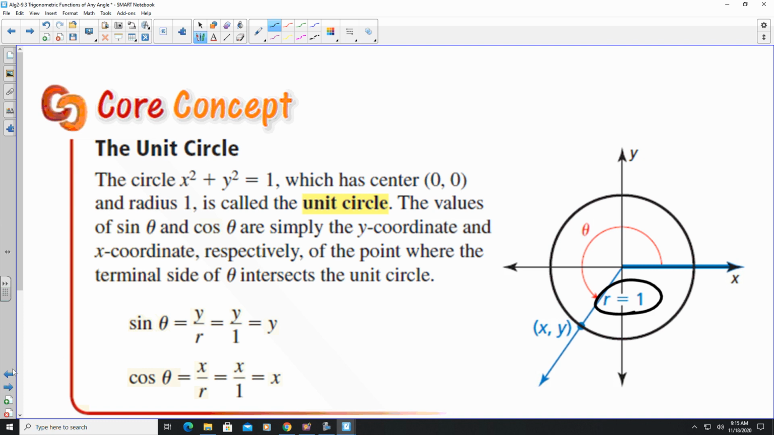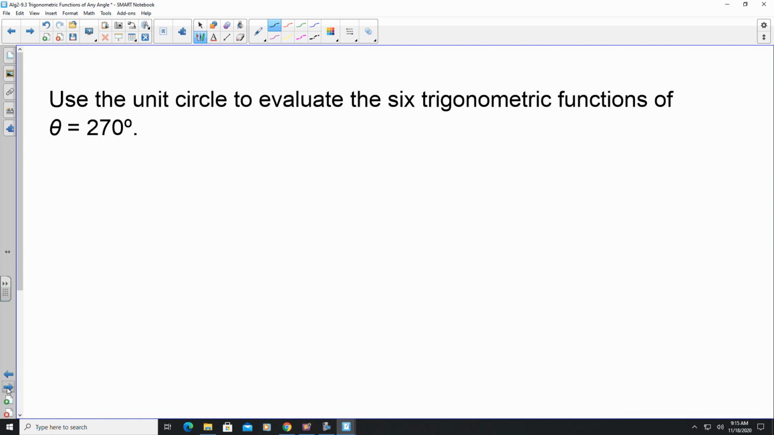So for instance, here they want us to use the unit circle to evaluate the six trig functions of 270 degrees. If you looked at this in a coordinate plane to try to find 270 degrees, it is right here because this is 90, this is 180, this is 270. Well, in a coordinate sense, the location of this is 0, comma, -1.